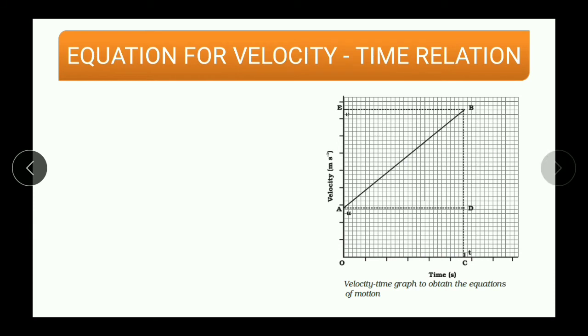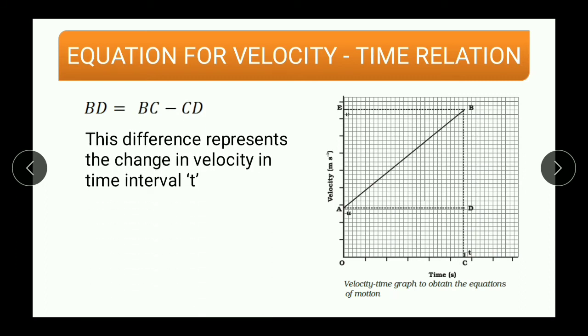Let us analyze this graph. Here, can you see BD? Yes, this BD is nothing but BC minus CD. So BD is equal to BC minus CD. This difference represents the change in velocity in time interval t. So where is the time interval? It is represented by OC.